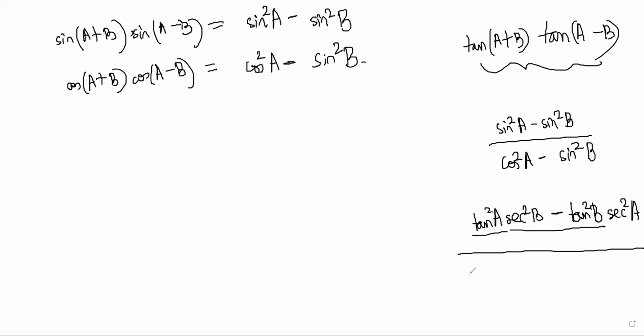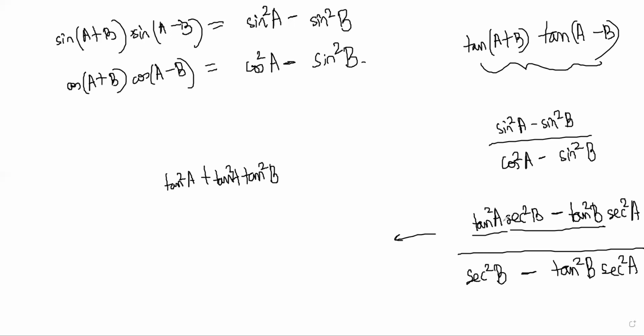Divided by sec square B minus cos square B will make it tan square B, and 1 by cos square A will become sec square A, right? Now convert everything to tan because I want an answer in terms of tans only. Sec square B can be written as 1 plus tan square B, tan square A plus tan square A tan square B. You understand what I'm doing, right?